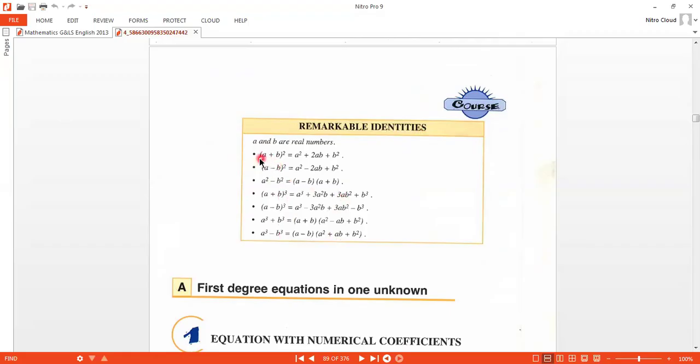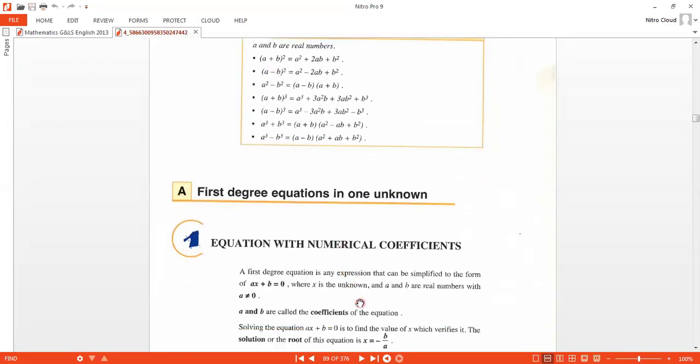So first of all, the first identity: a plus b, all squared, is equal to a squared plus 2ab plus b squared when you want to expand, and vice versa if you want to factorize. Also, a minus b, all squared, is a squared minus 2ab plus b squared. And a squared minus b squared is a minus b times a plus b.